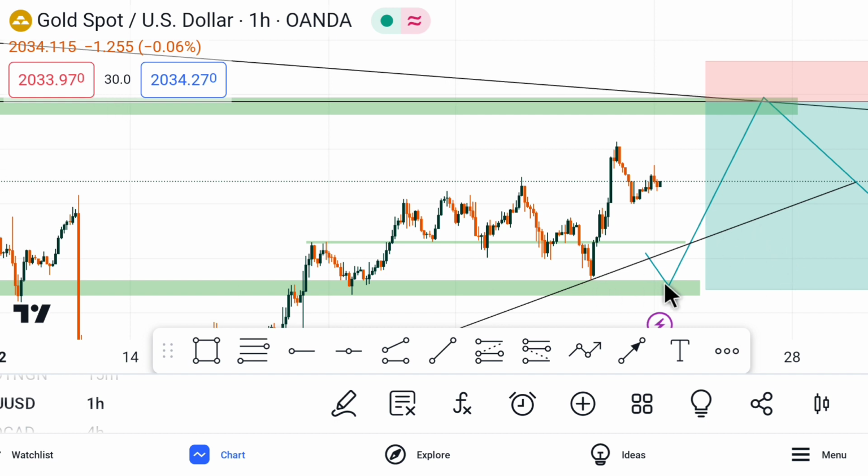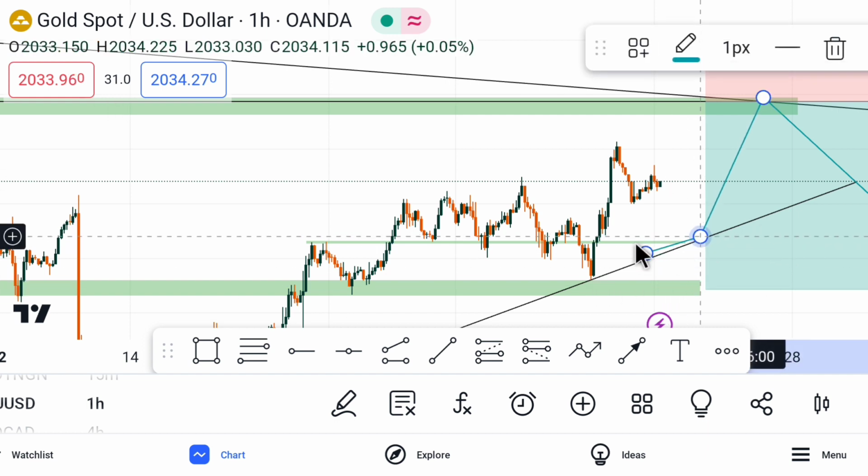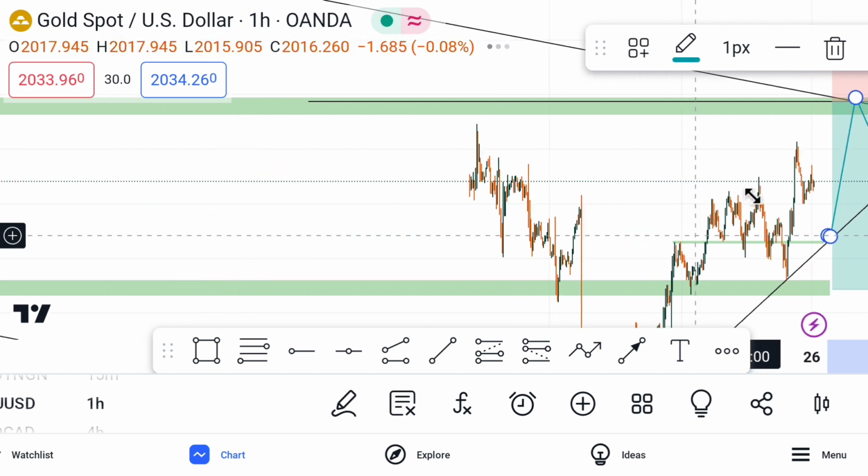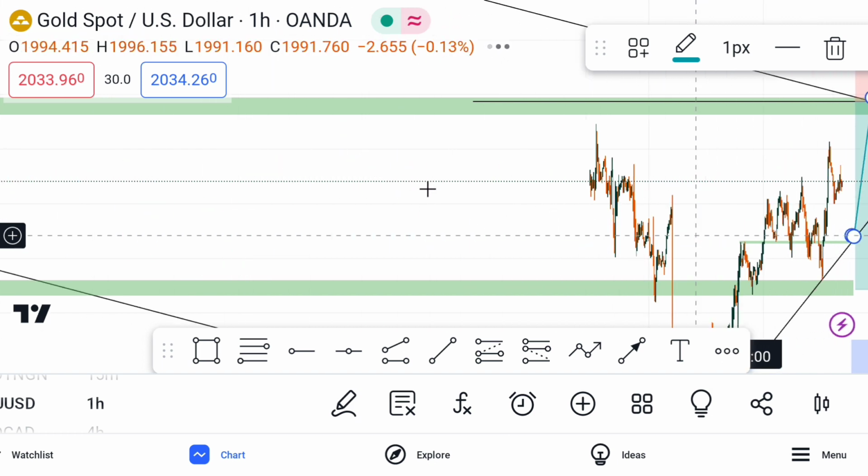So that's it. Expecting gold now to buy to this point, to this level before we go short. So that's it, guys, for gold. This is the daily analysis on gold.